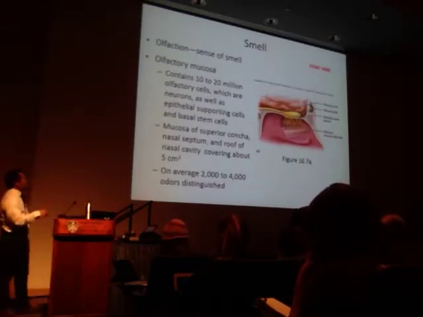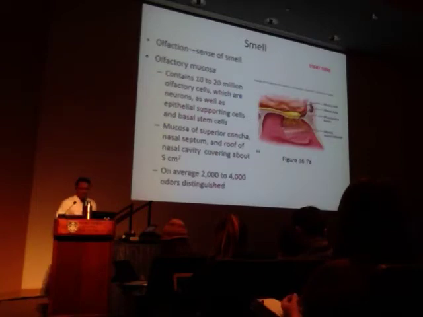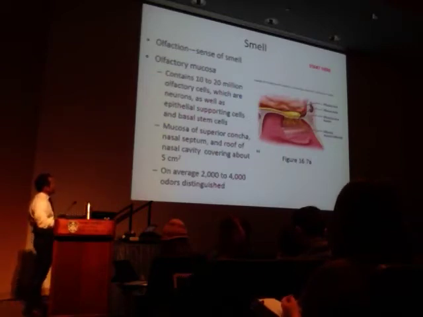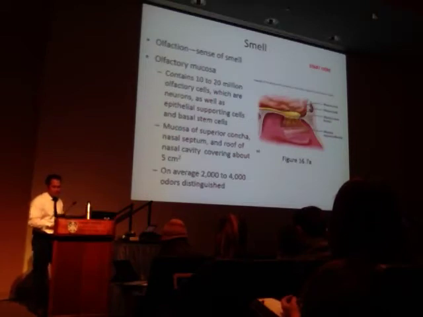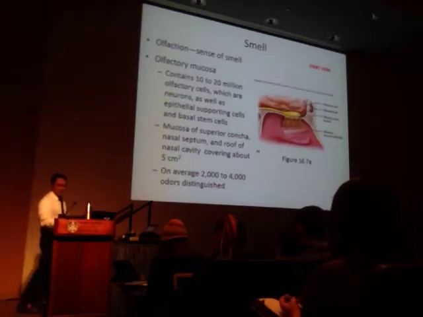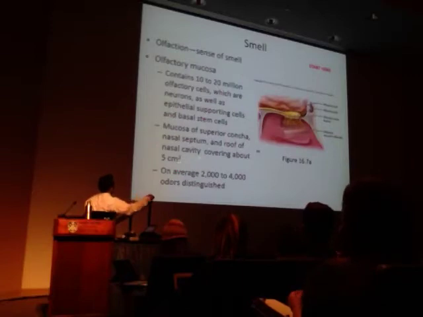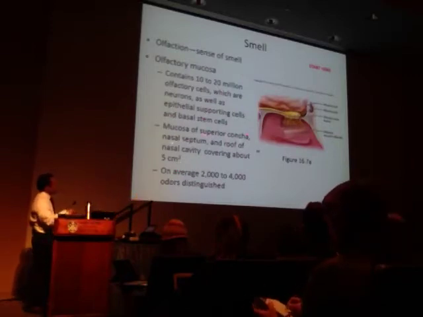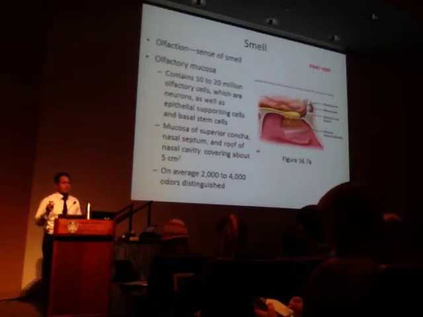So we have our olfactory cells, which are actually neurons, as well as the epithelium that's supported by supporting cells that we'll look at here in just a moment. And we have basal stem cells that give rise to new cells, just like what we saw with the taste cells. These have a lifespan of about 60 days. And we've got them located in the mucosa of our superior concha, nasal septum, roof of the nasal cavity, which is about 5 square centimeters in surface area.